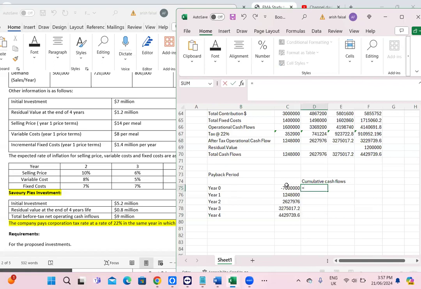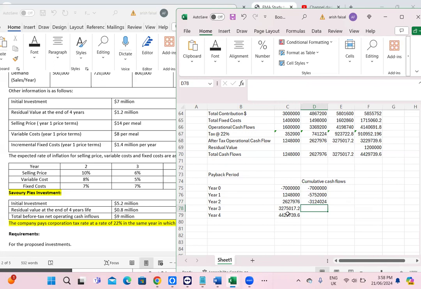So at year 0, I have invested 7 million. But then in year 1, I got 1.248 million. So now after getting that, I'm still in a deficit of 5,752,000, basically 5.75 million. But then the next year I got 2.6 million something. Right? So I'll take this figure, and then I'll get 2.6 million. So I'm still in a shortfall of approximately 3 million.